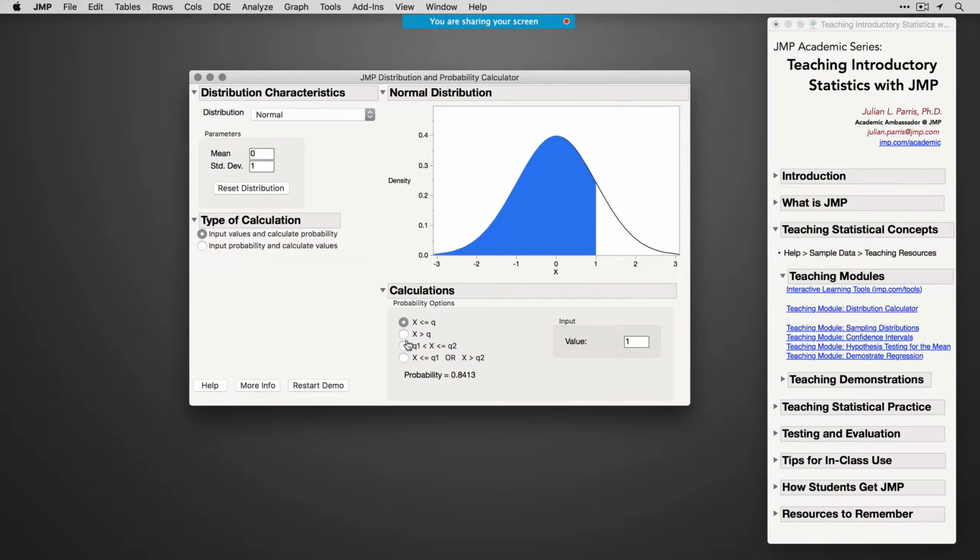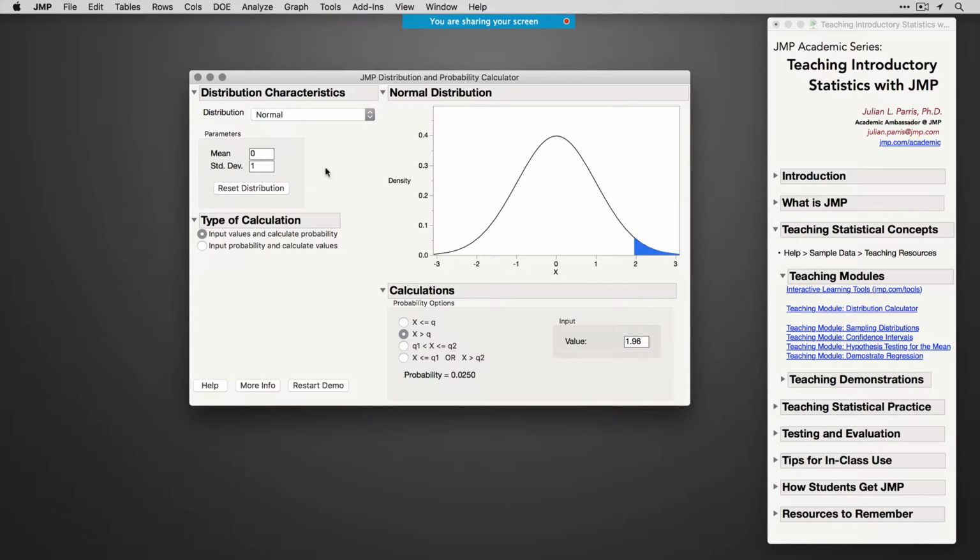So for instance, if I want to look at the proportion of a normal distribution greater than some value, let's say greater than 1.96, I enter that in and I can read off really easily 0.025. And I can also see within the plot where that portion of the distribution is. And that makes it really nice and really compelling for students to understand what is going on.